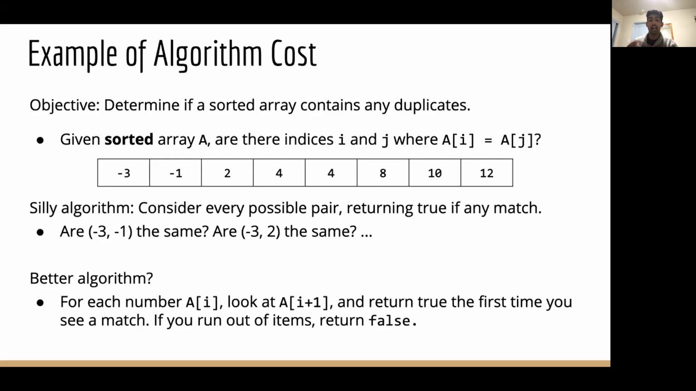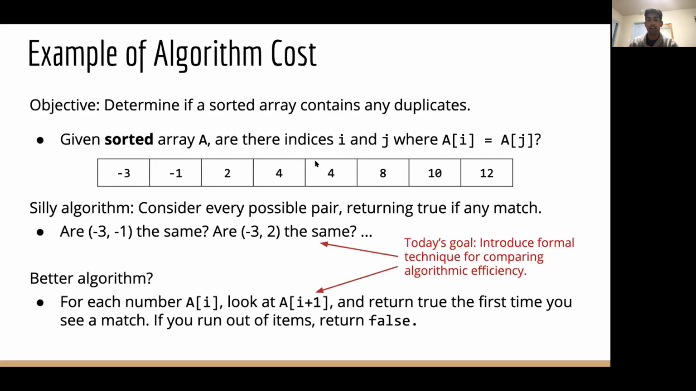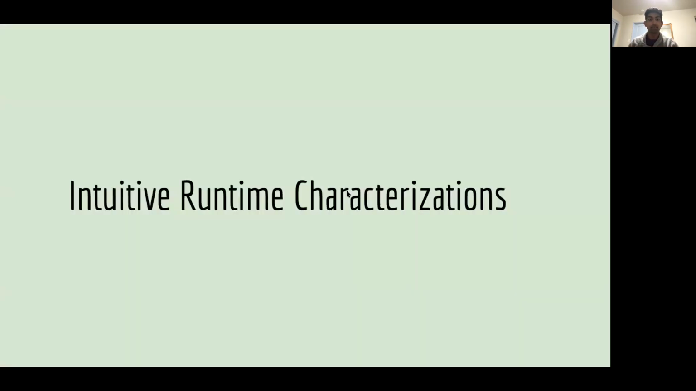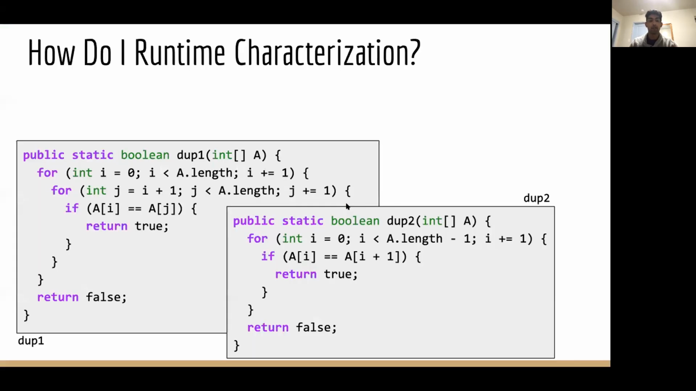Okay, so we have 2 algorithms here. And our goal for today's lecture is to introduce a formal technique for comparing the efficiencies of these algorithms, right? Okay, so let's build some intuition for how we're going to achieve this. So we have 2 algorithms, the same ones described from the previous slide, just copied here and translated into code. Okay, so dupe 1 is that first approach.